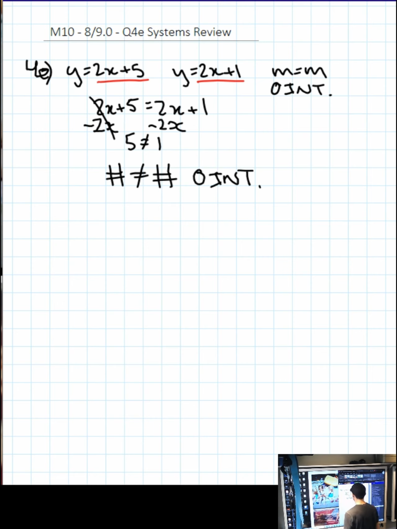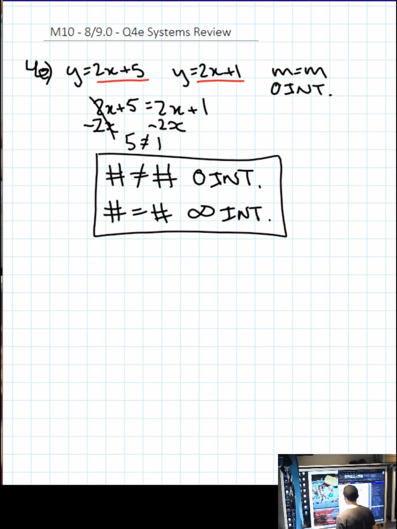These lines are parallel. Remember, from 2 questions ago, we got number equals number, which was an infinite number of solutions, infinite number of intersections. Whereas if we have different slopes, then we just have 1 intersection. So these are just the idiosyncrasies of the algebra, just in case you get some odd answers. That is what it is.